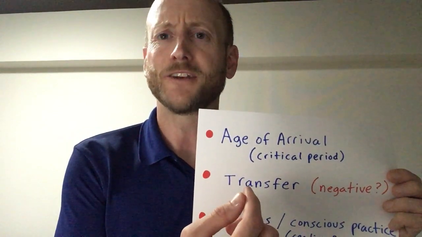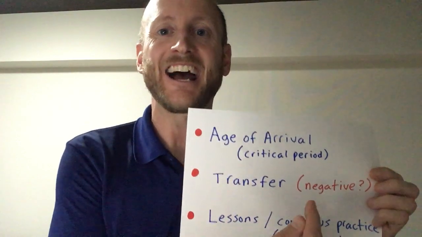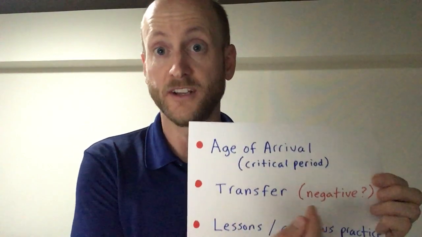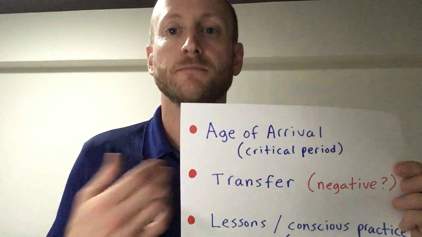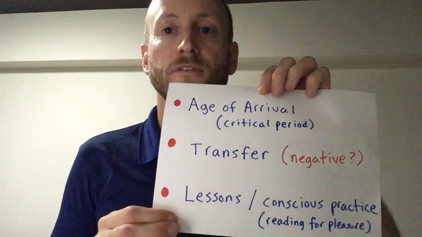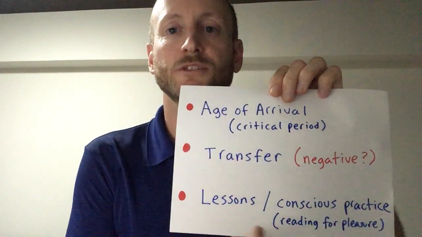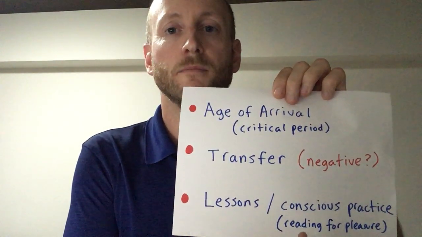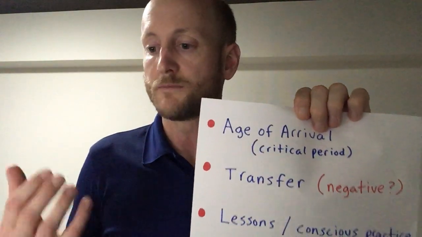or native language. I always get N1 and NL confused. So from her native language, and how this negative transfer could be affecting the way she has been learning certain morphemes. And then I will take a look at some lessons or some conscious practice that Xue could do, perhaps some reading for pleasure, which may help her to acquire the morphology. So that was the feature.